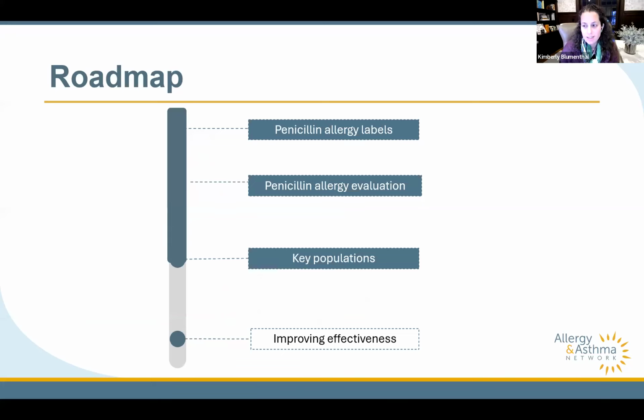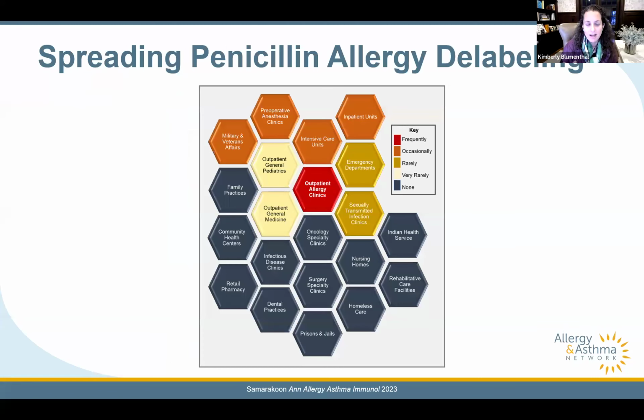Okay. So, moving on to some key populations. These are key populations I would love to just introduce to you, as to the idea that we need to spread penicillin allergy delabeling. This figure, the dark blue, shows places that we don't do delabeling. And then there are different colors by how much we are doing them. So of course, we have outpatient allergy clinics, where we're doing the most penicillin allergy delabeling, then everything else is different colors.